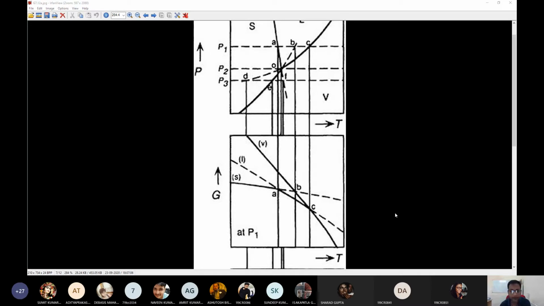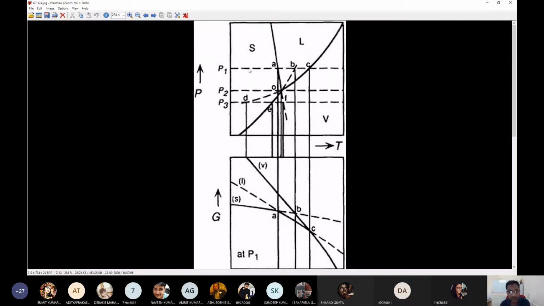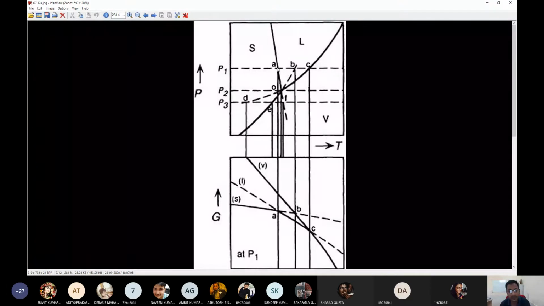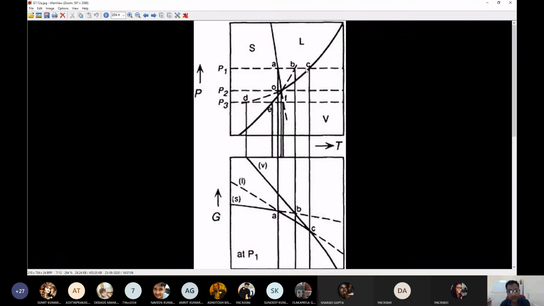Now, if you look at this, what we need to do is identify at least 2 points in this P1 curve, P1 slice. We need to identify 2 points, and those two important points are when this pressure slice hits the solid-liquid two-phase equilibrium and when it hits the liquid-vapor two-phase equilibrium. All right, and we should be able to see that in this changing free energy versus temperature diagram.